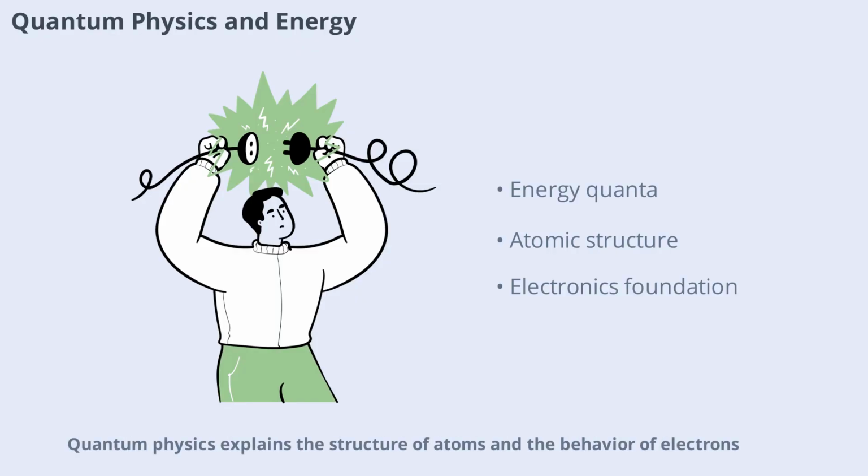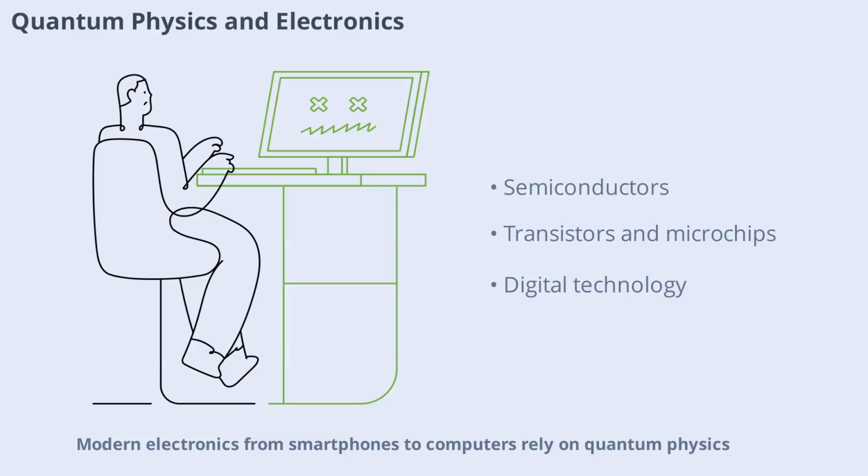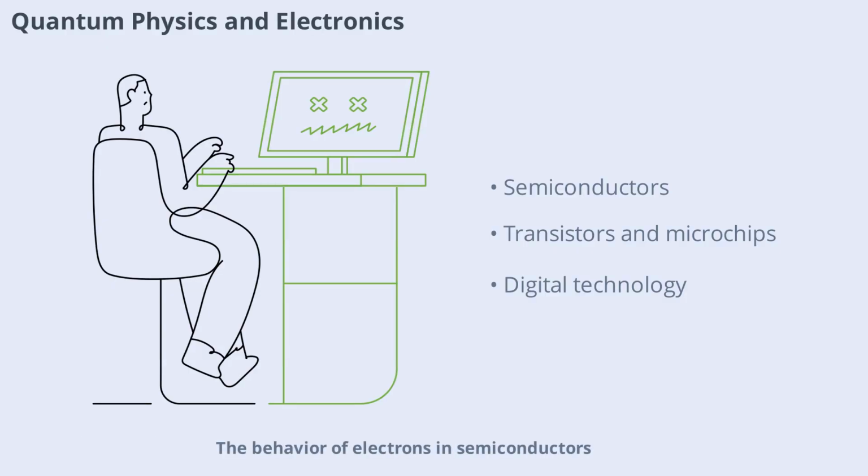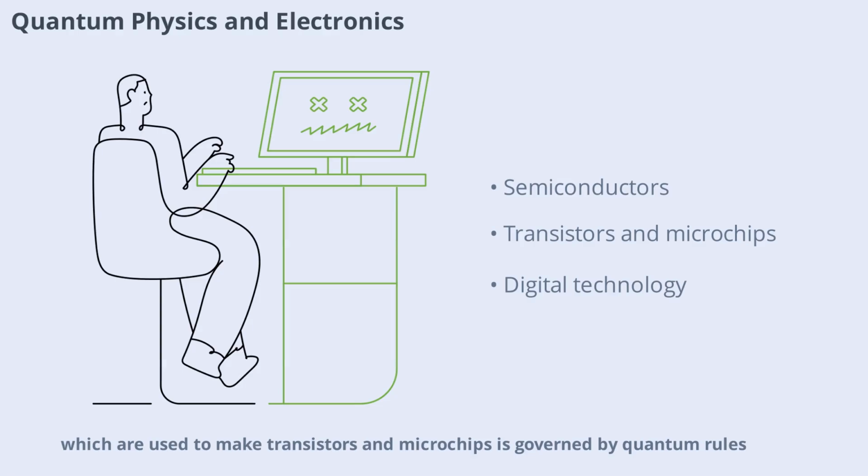Quantum physics explains the structure of atoms and the behavior of electrons, which is essential for understanding chemistry and electronics. Modern electronics, from smartphones to computers, rely on quantum physics. The behavior of electrons in semiconductors, which are used to make transistors and microchips, is governed by quantum rules. Without quantum physics, we wouldn't have the technology that powers our digital world.